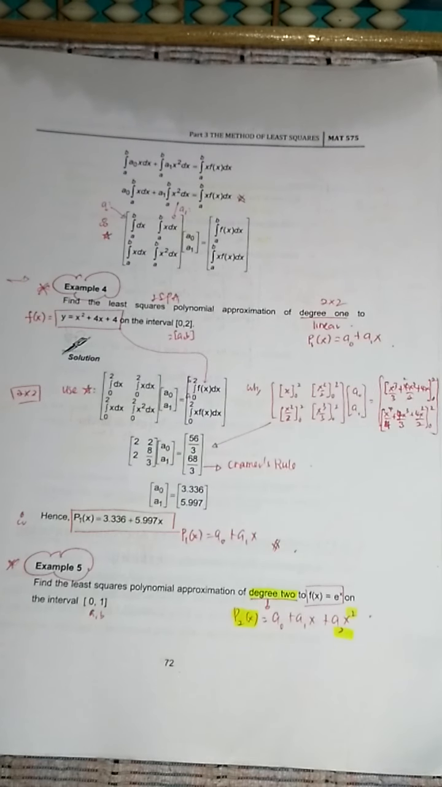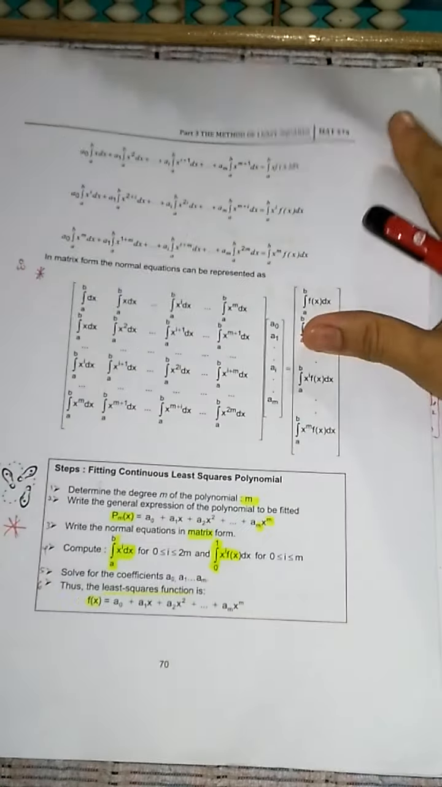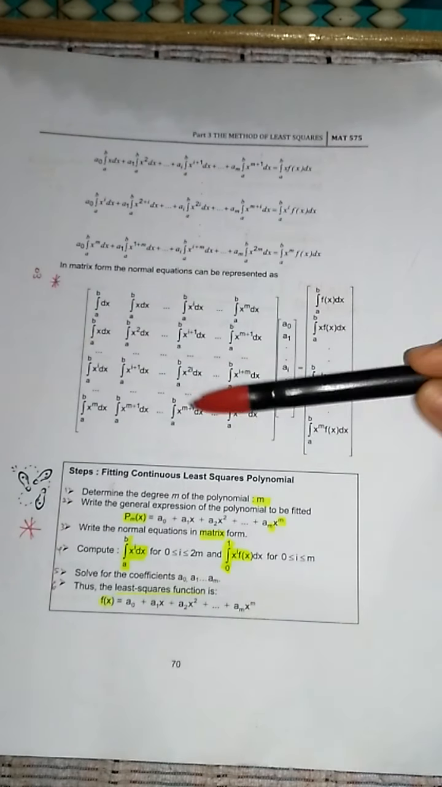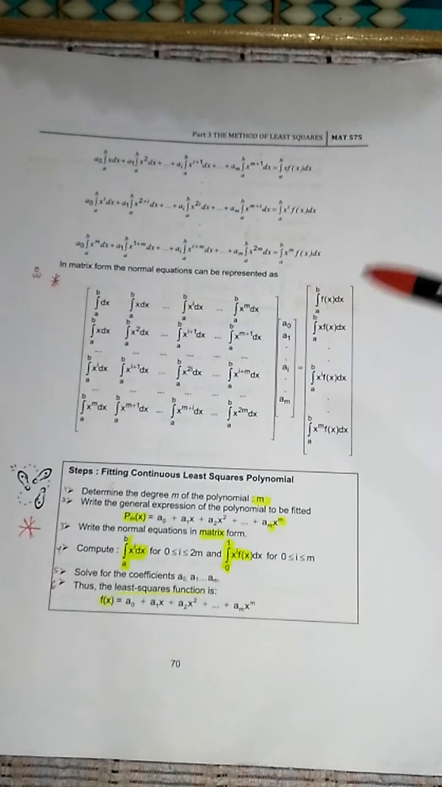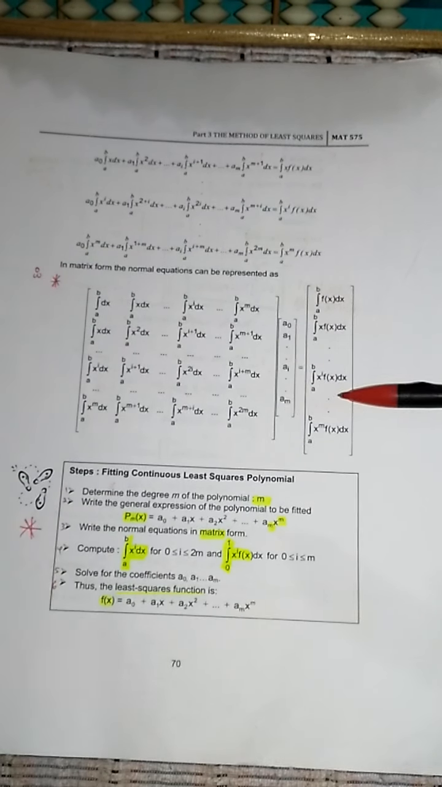So this is 5c. We'll go to 5.3, continuous least squares polynomial. For this one, the difference is that instead of being given a discrete data table, you're given an equation. So it's a continuous equation. I'll skip directly to page 70.